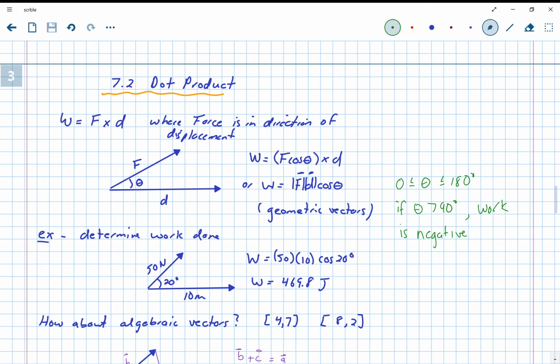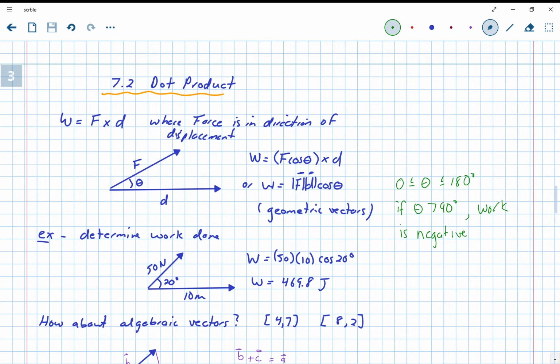Hello everyone, today we're looking at section 7.2, which is the dot product. So far with vectors, we have looked at adding and subtracting vectors and multiplying a vector by a scalar. Now in today's lesson and tomorrow's lesson, we are going to look at multiplying vectors. Okay, so today is the dot product.